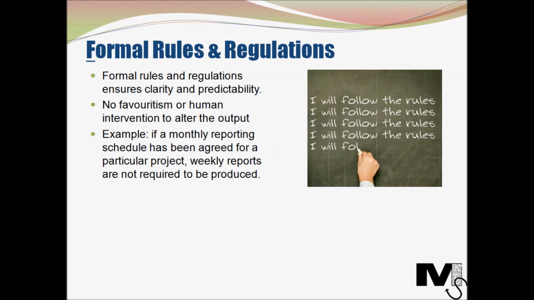The next characteristic is formal rules and regulations. Now, ensuring the existence of formal rules and regulations ensures clarity and predictability. Now, human beings actually like predictability. It can also ensure that things are well coordinated and that there are very few surprises in actual outcomes of people. Ensuring that there are strict do's and don'ts ensures that there is no favoritism or human intervention to actually alter the output of any effort. Again, no surprises. It's all guided by rules and regulations.